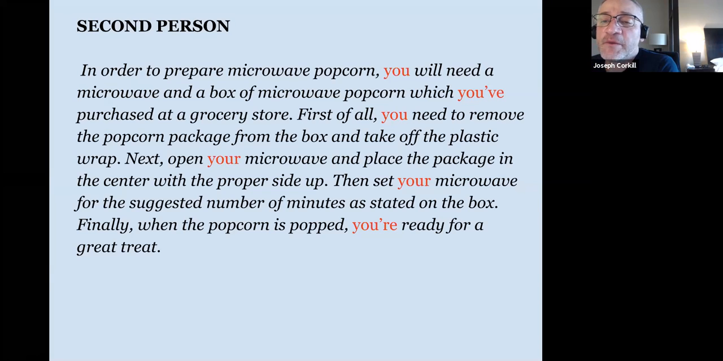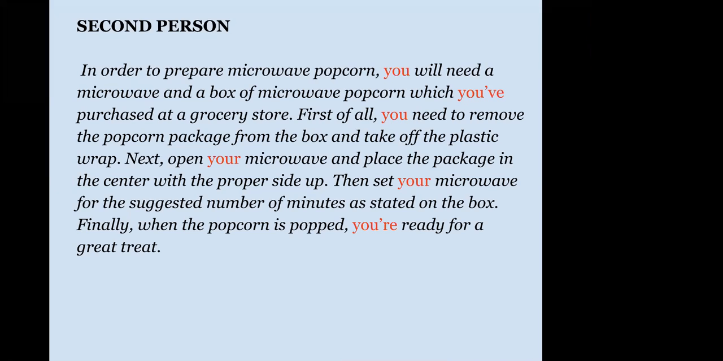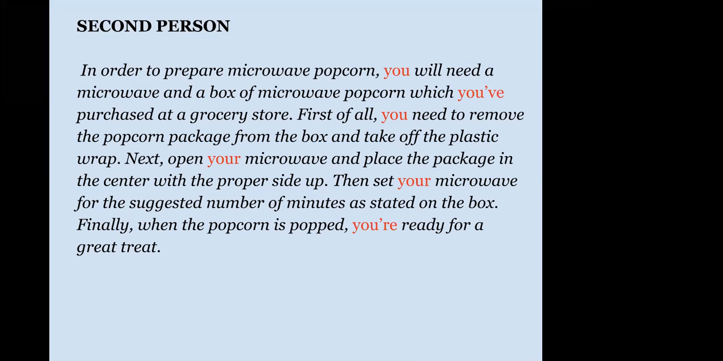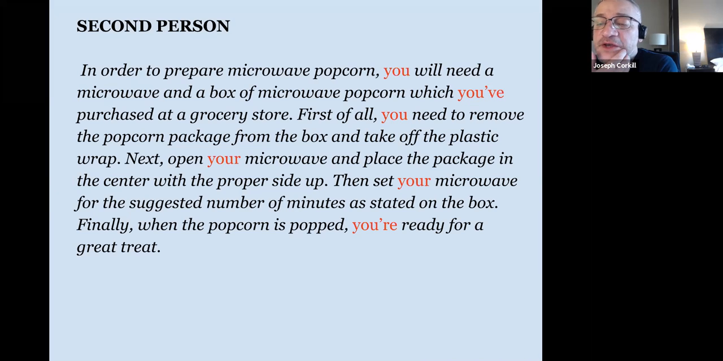In order to prepare microwave popcorn, you will need a microwave and a box of microwave popcorn, which you've purchased at a grocery store. First of all, you need to remove the popcorn package from the box and take off the plastic wrap. Next, open your microwave and place the package in the center with the proper side up. Then set your microwave for the suggested number of minutes as stated on the box. Finally, when the popcorn is popped, you're ready for a great treat.